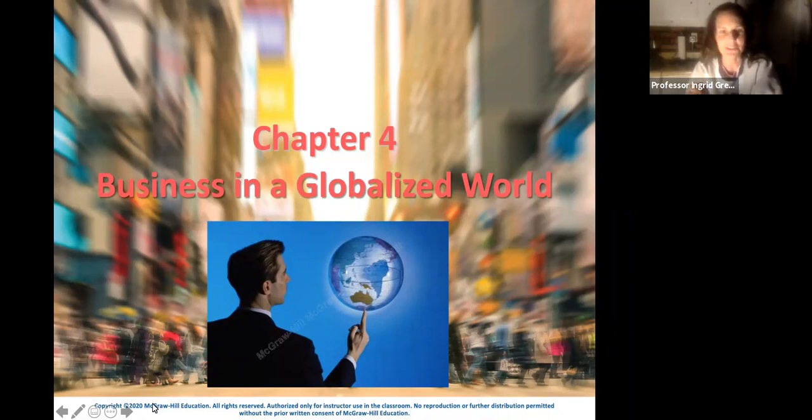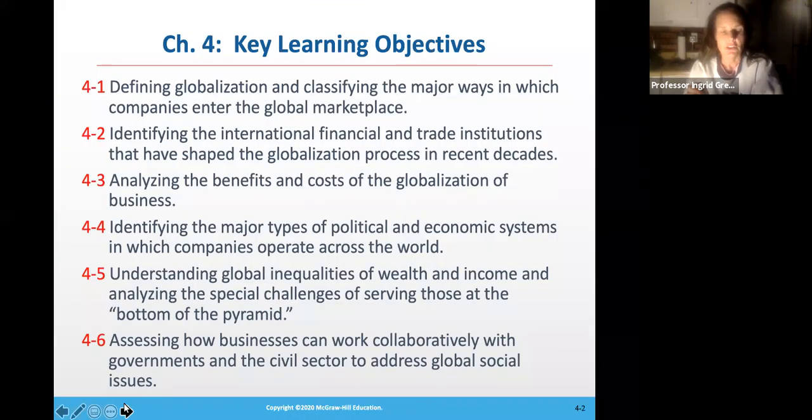One of my favorite chapters. Let's go ahead and get started. So there are 6 major learning objectives here, and before I start with those, I wanted to just highlight a little bit about the case study that we'll be studying along with this chapter. It talks about Intel and the conflict-free products.